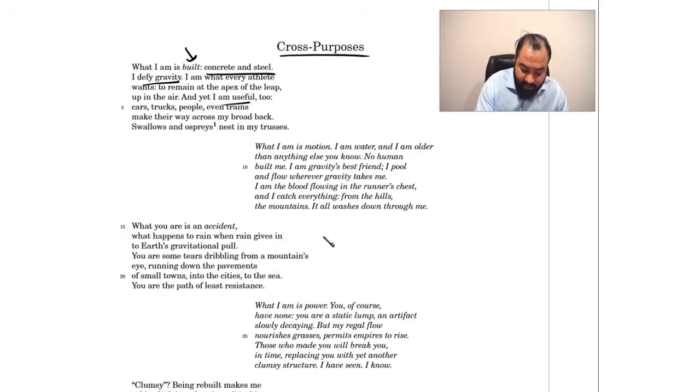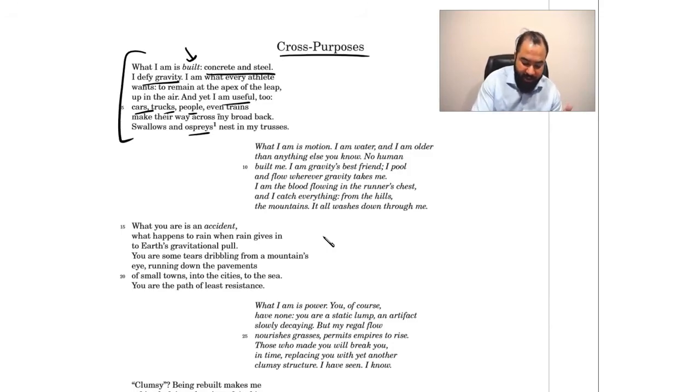And yet I'm useful too. Let's see, what is it useful for? Cars, trucks, people, even trains make their way across my broad back, like bridges and all. Swallows and ospreys nest in my trusses. So ospreys are like birds. So they build their nest on concrete and steel. So we see that this is concrete and steel talking and showing some sort of pride.